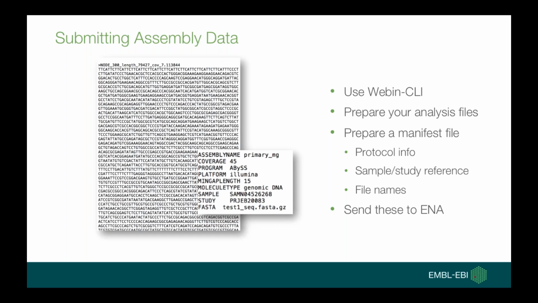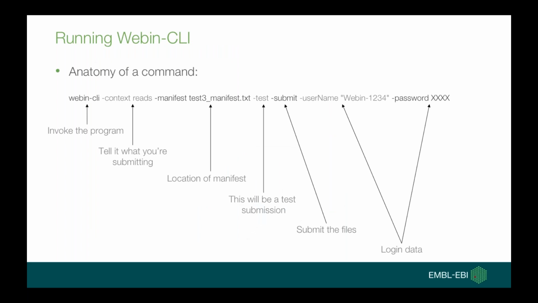And you send these to ENA using the Webin-CLI program, as I said. So we'll just take a moment to look at how you run Webin-CLI. So once again, you invoke the program by saying its name like this, Webin-CLI, and then you tell it what you're submitting. So the context option allows you to specify reads or genome or certain other things. And then you tell it where to find the manifest, which in this case is in test3 manifest.txt. And then you submit the files with the submit flag, and you give it your login data, so your Webin username and your password. Once again, this is test.